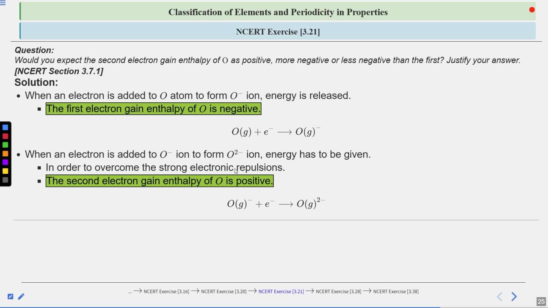Okay. So two things are there. I have told it opposite. So the first one is negative. No problem in that. It is easily accepting the electron, therefore it is releasing energy. But in the second case, although it is gaining the stable electronic configuration, since you are adding an electron to a negatively charged species, it will require energy to do this process. Okay, I guess it is clear to you. Sorry for the previous confusion. So you are adding an electron to the negative species, therefore it will be positive. You have to supply energy to do this second electron gain enthalpy process.